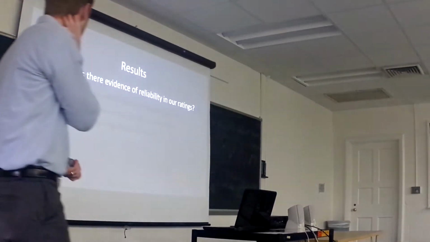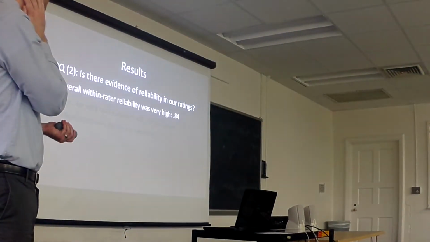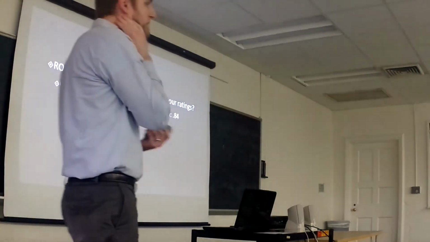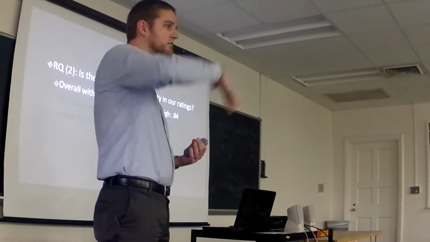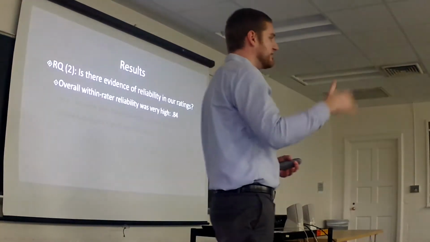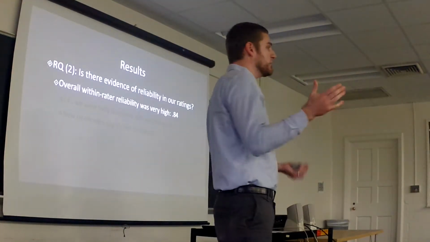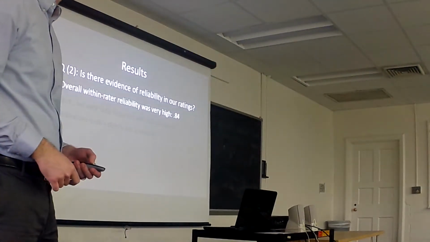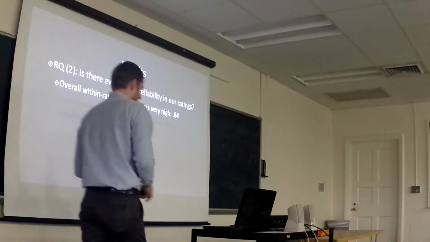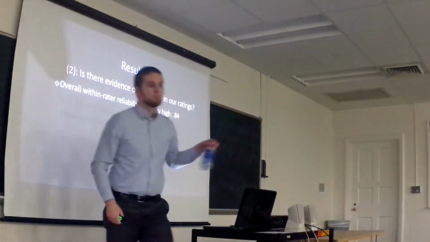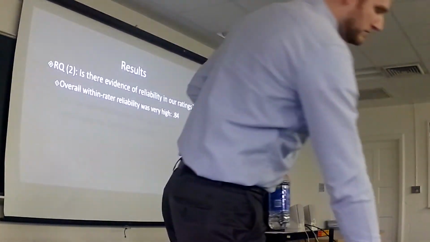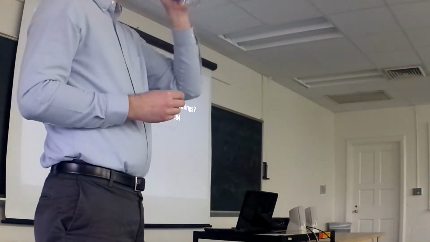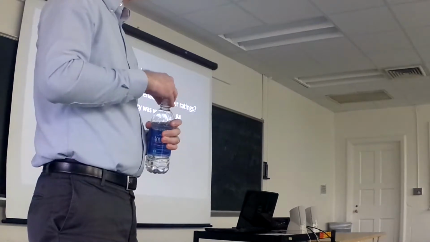The second research question, evidence of reliability. Overall, the within-rater reliability was very high at 0.84. That's pretty common. So that means wherever you were on the severity or leniency scale, you were pretty consistent with yourself. I'm still struggling to understand reliability and variability and severity. I mean, if you're not reliable with yourself, is that necessarily a problem of severity? If you're just all over the map.